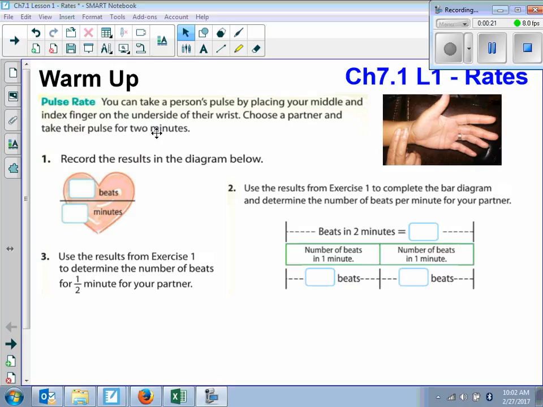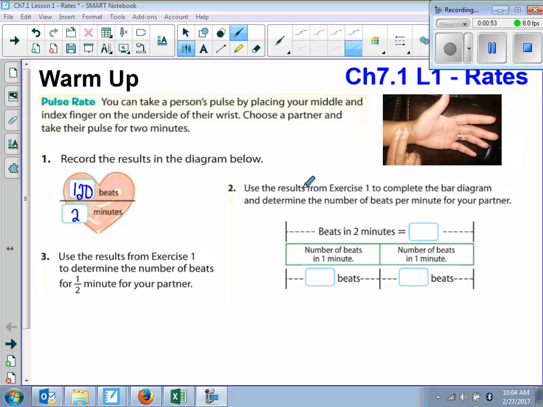Okay? It says you can take a person's pulse by placing your middle and index finger on the underside of their wrist. Choose a partner and take the pulse for 2 minutes. Now you guys only did yourselves, so we're just going to use your data, okay? So it says record the results in the diagram below. So who would like to volunteer their data? All right, so Anya got 120 beats in 2 minutes.